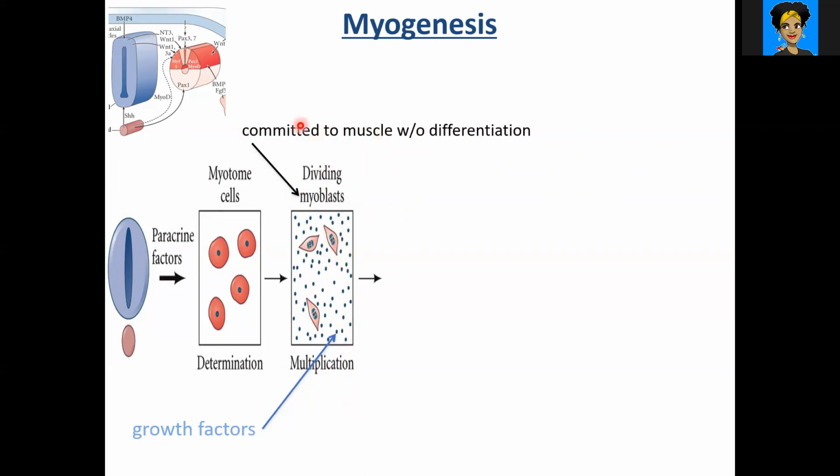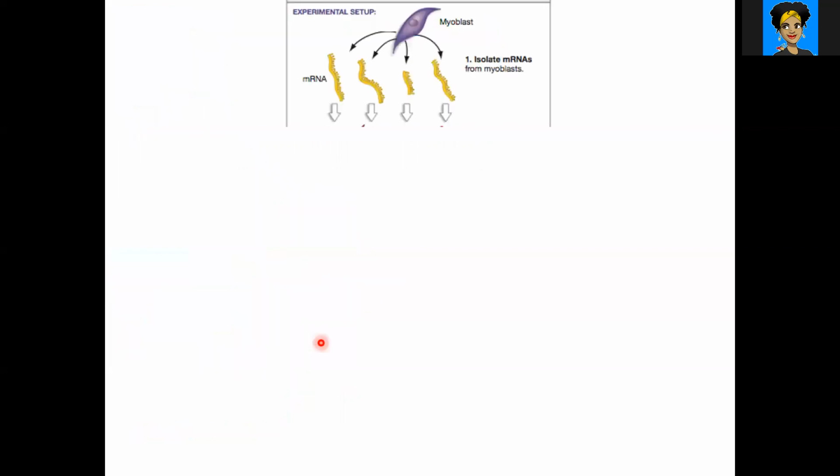And so they're committed at this point to becoming muscle, but they're not necessarily differentiated. So if you were to expose these cells to other factors, you could shift them into a different fate. And so they're committed to being muscle, but not necessarily differentiated. And there were a lot of experiments done to try and figure out what these factors are that are located near the myotome cells that help them become specified.